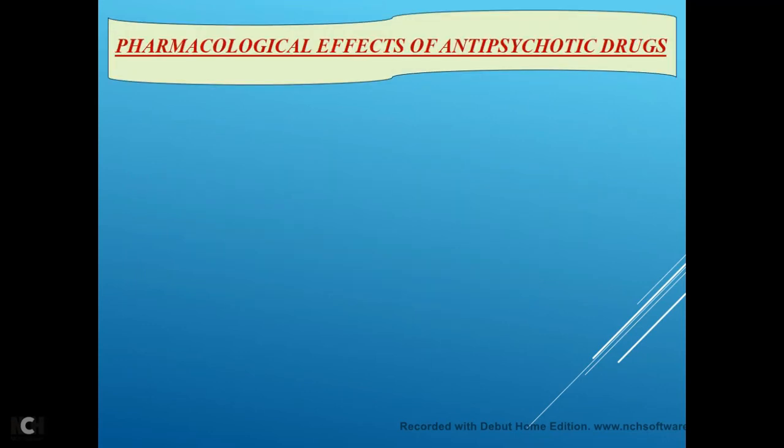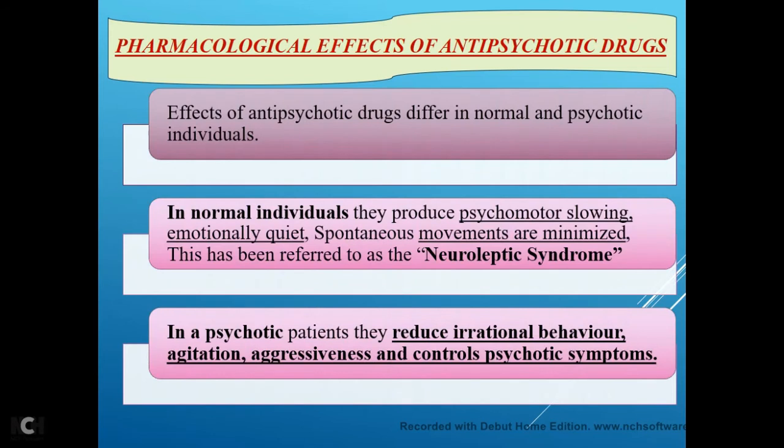The pharmacological effects of antipsychotic drugs. The effects of these drugs differ in normal and psychotic individuals. In normal individuals, they produce psychomotor slowing, the person becomes emotionally quiet, and spontaneous movements are minimized. This has been referred to as the neuroleptic syndrome.